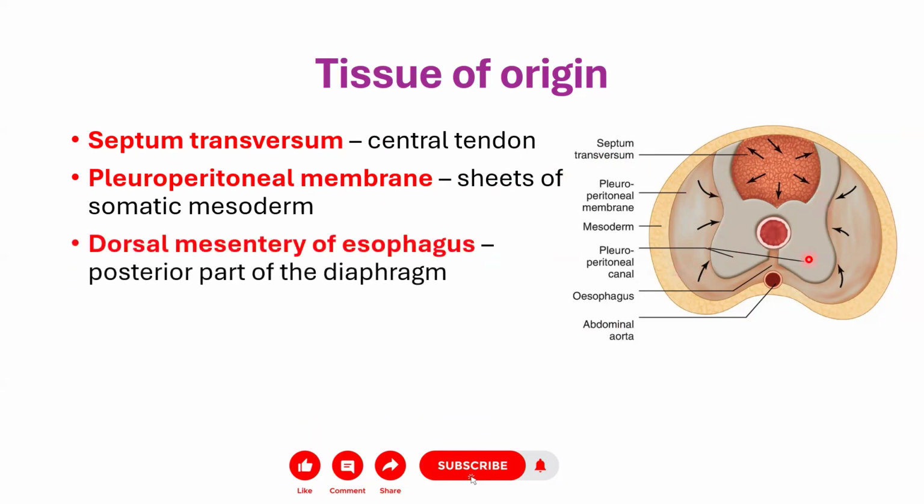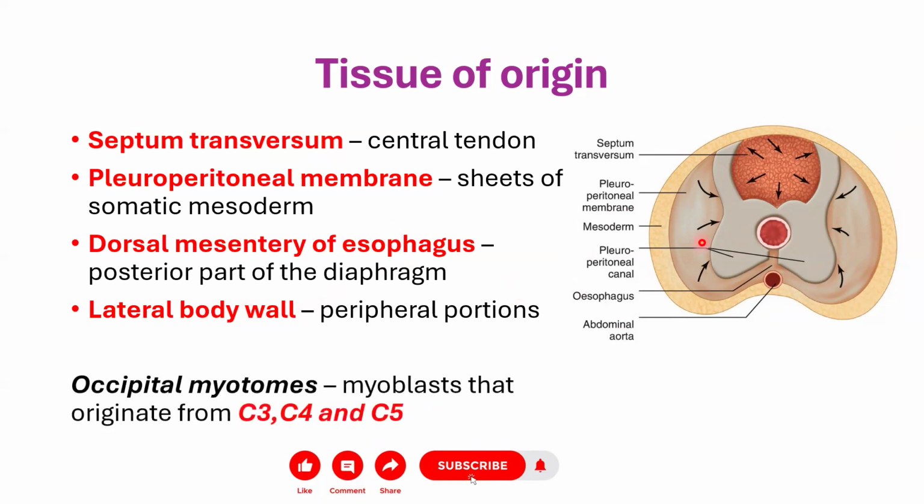The dorsal mesentery of the esophagus. So this is the developing esophagus. It will give you some dorsal mesentery that forms the posterior part of the diaphragm. And then the lateral body wall, which will form the peripheral portions, including the ones that attach themselves to the ribs. So those are the 4 parts that majorly form the membranous part of the diaphragm: septum transversum, pleuroperitoneal membrane, dorsal mesentery of the esophagus, and the lateral body wall.